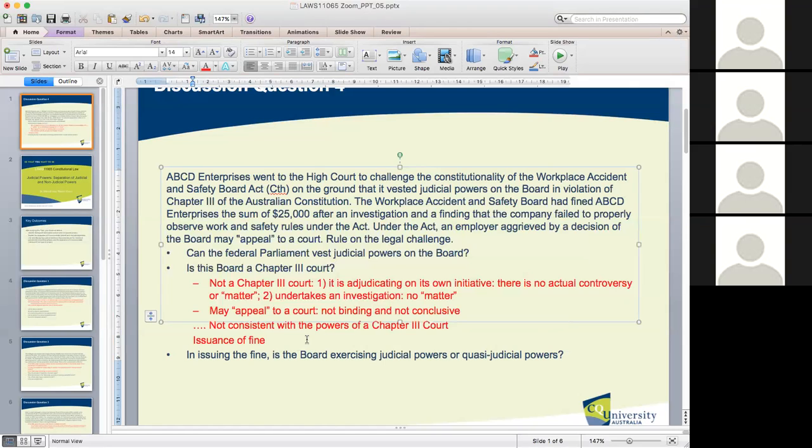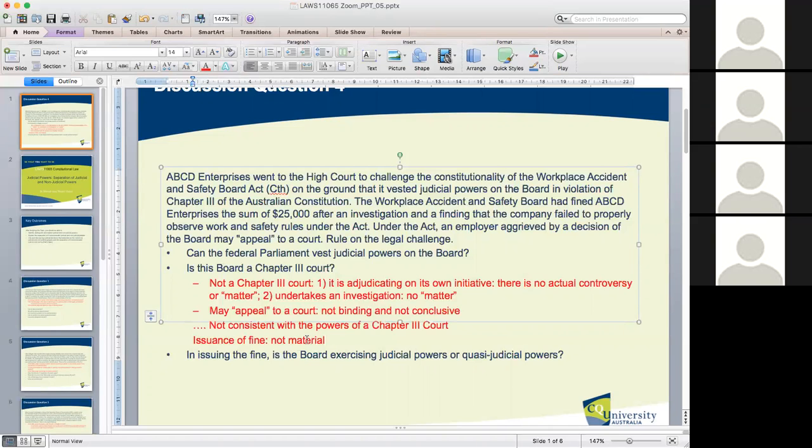Police issue fines. Police, like executive, issue fines too. That's right. So in fact, administrative bodies and regulatory agencies can issue fines. So the fact alone that this board is able to issue fines does not demonstrate that it is a Chapter 3 court, because a non-Chapter 3 court, an executive body, can issue fines. So it's not determinative. The power to issue fines is not determinative of the character or the nature of this board. So that's not material in that sense. What else are we missing here?